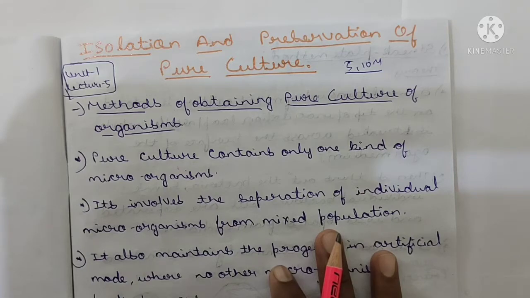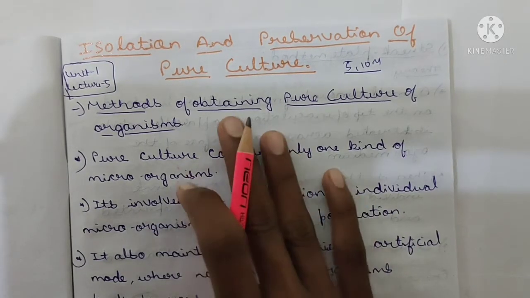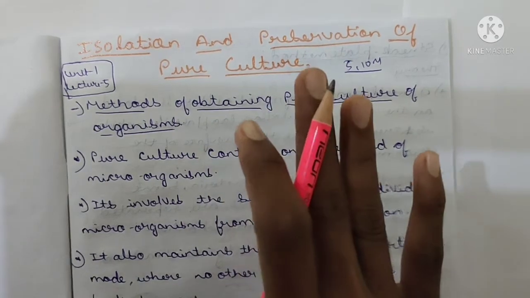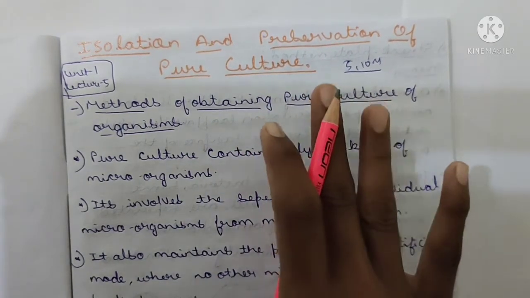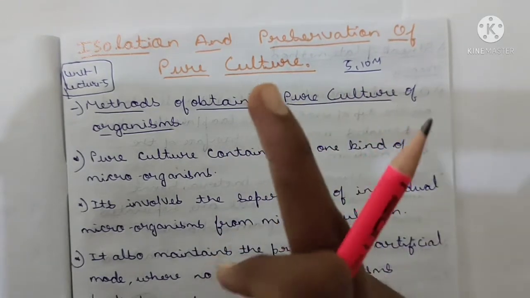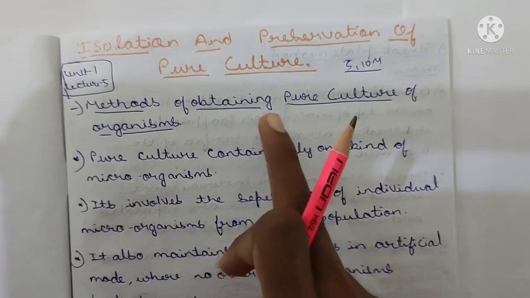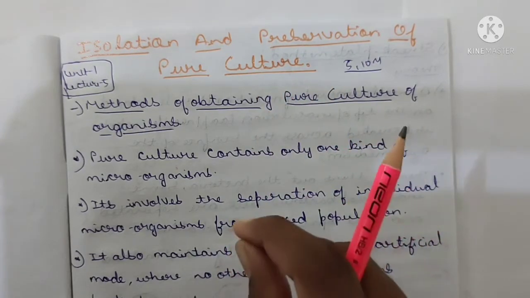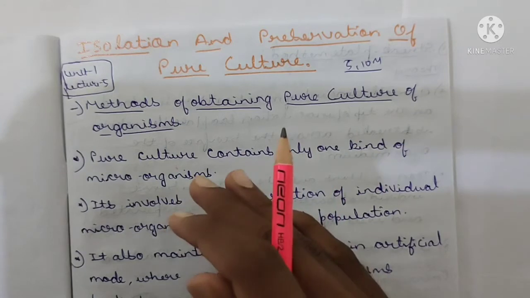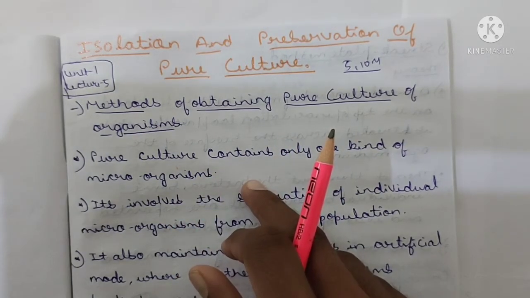My dear brothers and sisters, it is very important: isolation and preservation of the pure culture. This question was asked for 10 marks and 5 marks, and I guarantee that in the next semester the same question will be asked for 10 marks. I will tell you which question it is, and a detailed note explanation will be given in this video. So watch the video until the last.